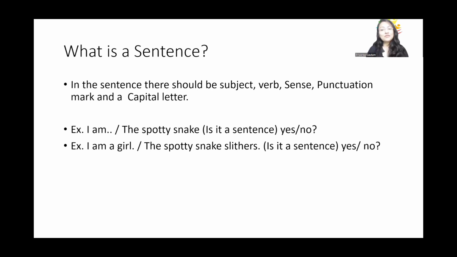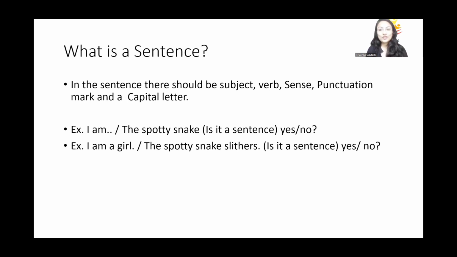Okay, so here I have given examples like I am the spotty snake. Is it a sentence? No, there is no meaning, there is no sense in the sentence, so this is not a correct sentence, right? But if I say I am a girl, the spotty snake slithers, is it a sentence? Yes, this is a sentence. Why? Because there is a sense, there is a capital letter, there is a verb, there is a subject and a punctuation mark, everything is there. So we can say this is the perfect sentence.